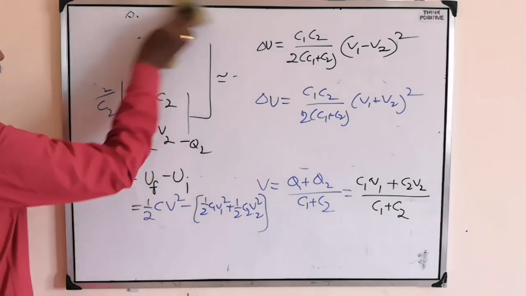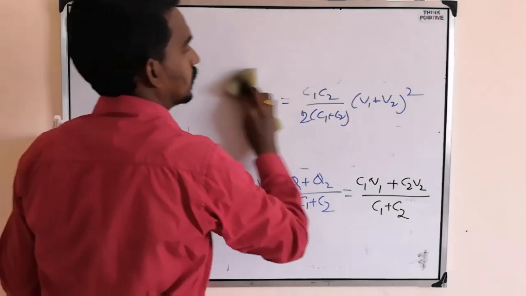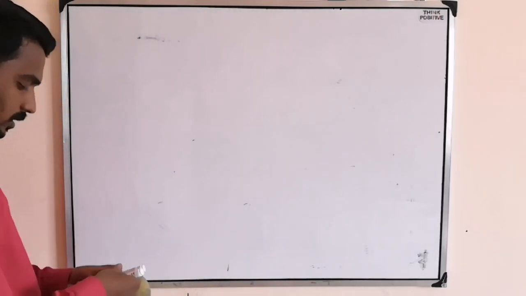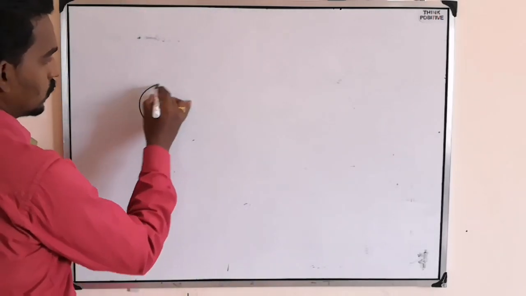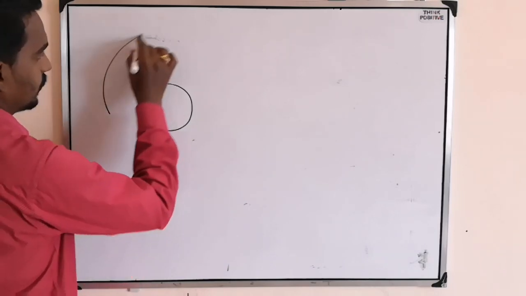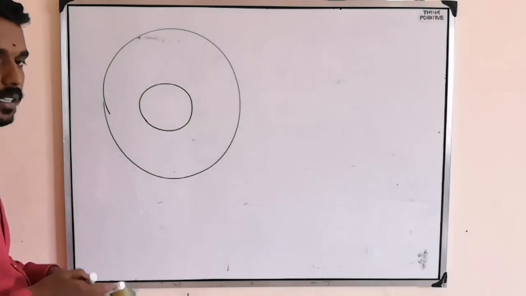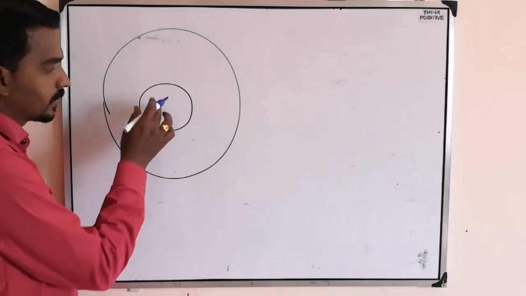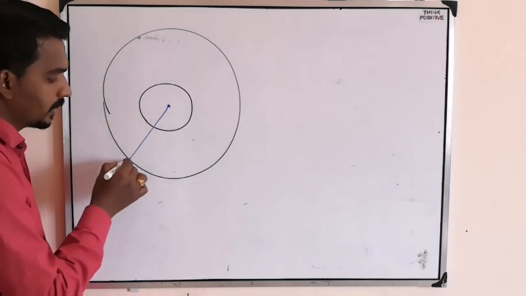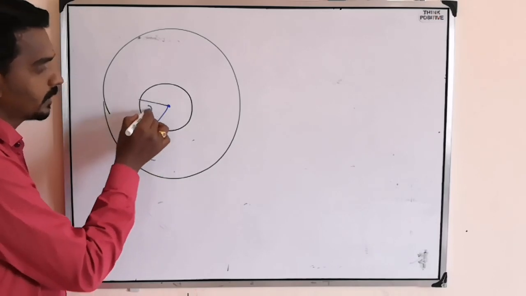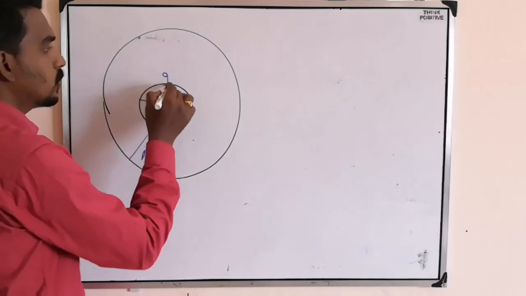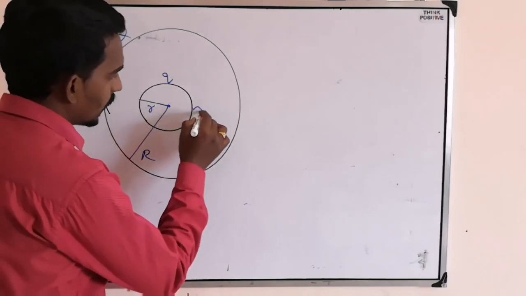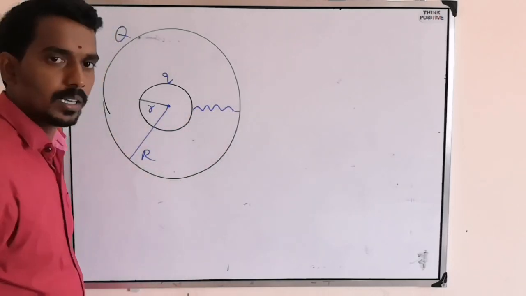One more thing. Now consider there is one spherical shell and one more is placed inside it. This radius is capital R, this radius is small r, and this is small q, this is capital Q, and you have connected them with a conducting wire.